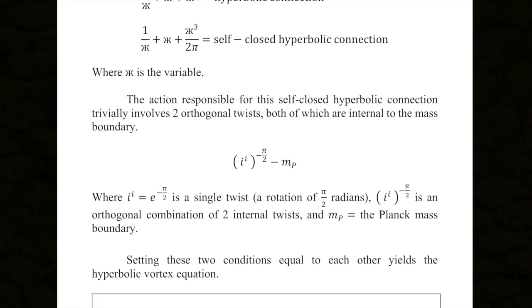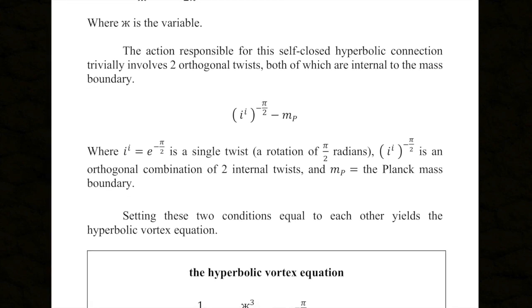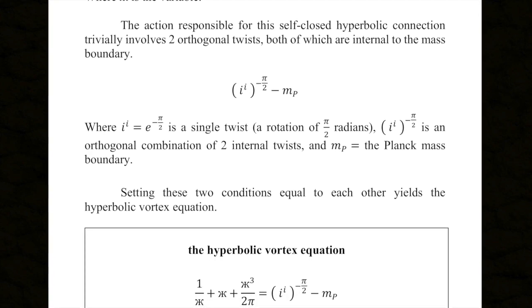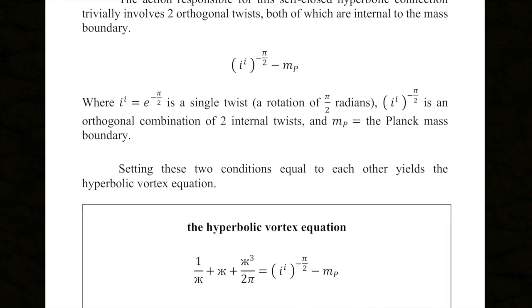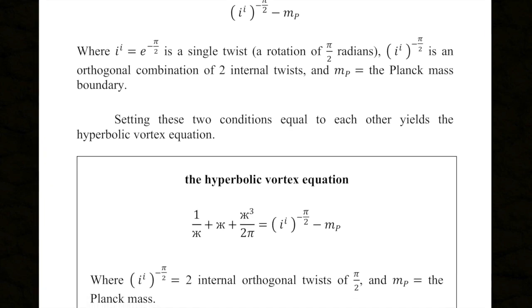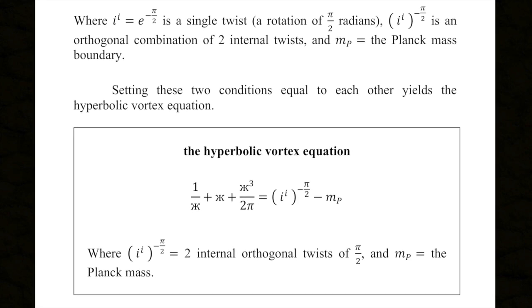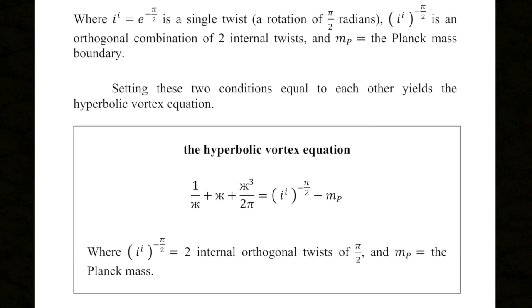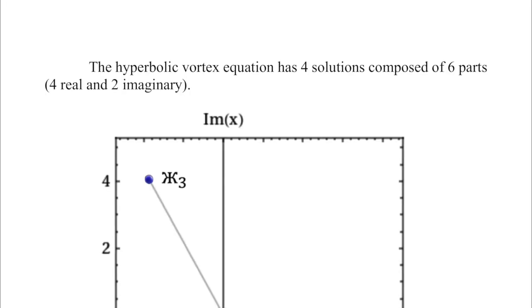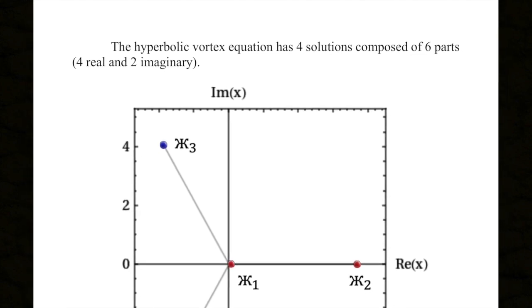We could then layer this to have a single twist raised to the negative pi over 2. And this now represents an orthogonal combination of 2 internal twists. Setting these 2 conditions equal to each other yields the hyperbolic vortex equation. Setting this self-closed hyperbolic connection equal to being 2 simple twists internal to the mass boundary, that requirement defines the hyperbolic vortex equation. That equation has 4 solutions composed of 6 parts, 4 real and 2 imaginary.